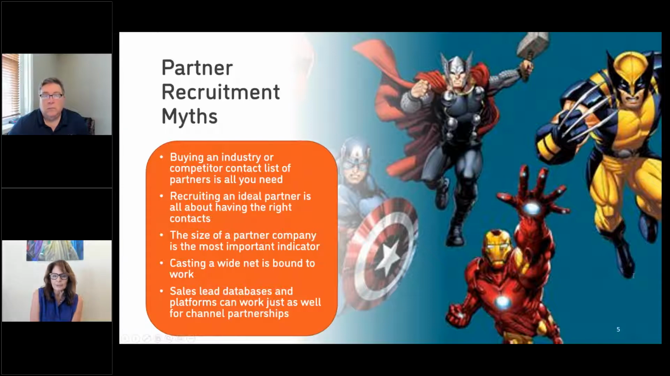The other one is that when you recruit an ideal partner, it's all about having the right contact information for that partner company. Well, what we've learned is really it's first about finding the right partner company. Once you find the right partner company, then you want to talk to any and every contact in that company until you get that company committed to selling your product. So instead of starting with contacts and tons of spray and pray campaigns, start with the right companies first and then go there. Clinton, you want to take the next two, three?